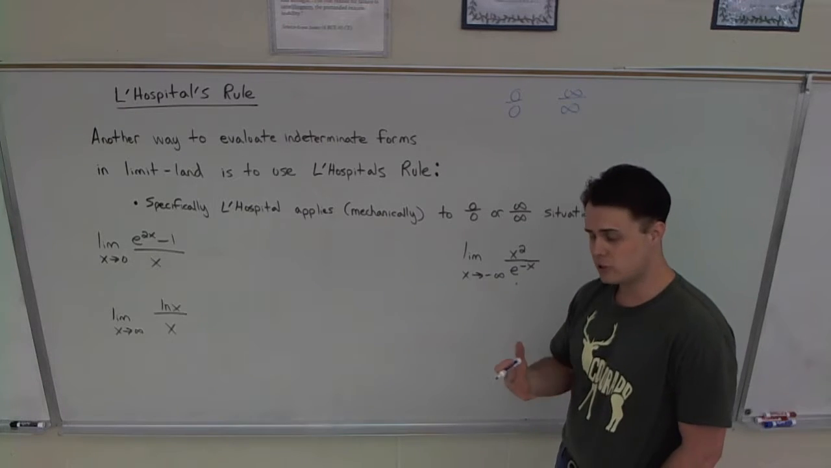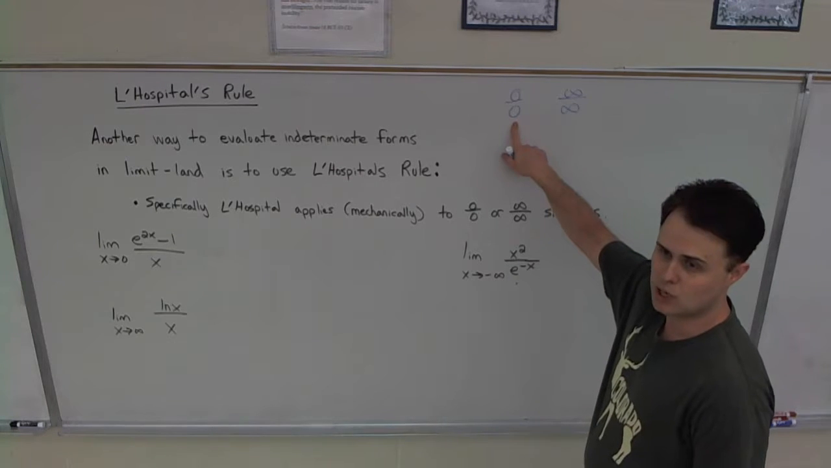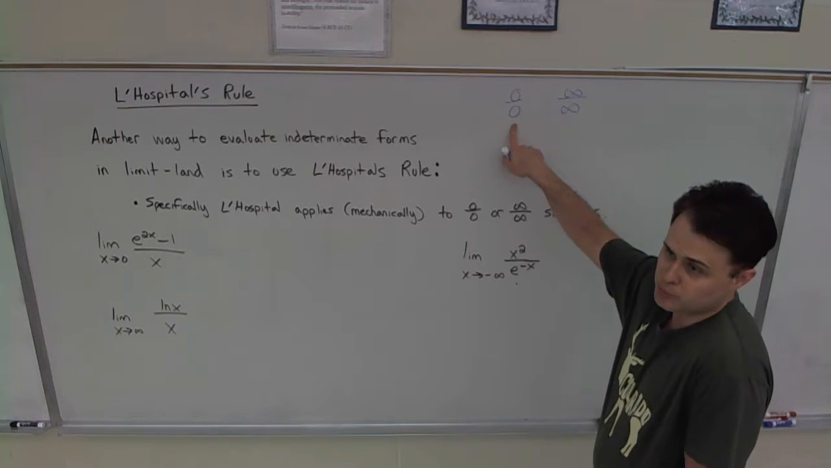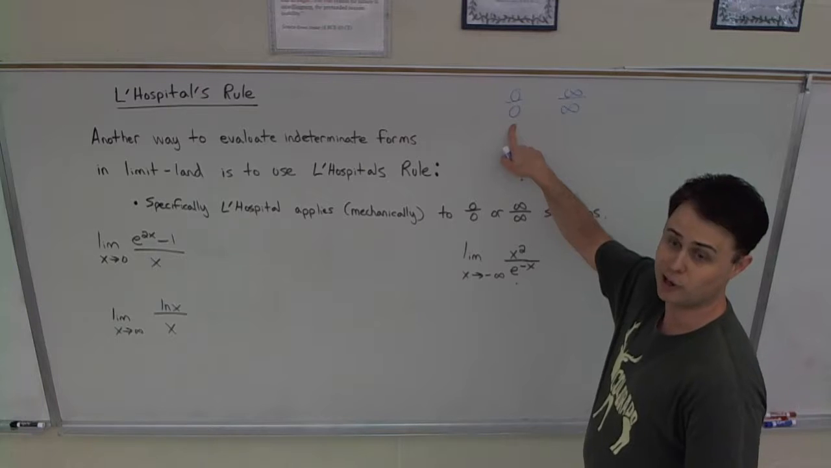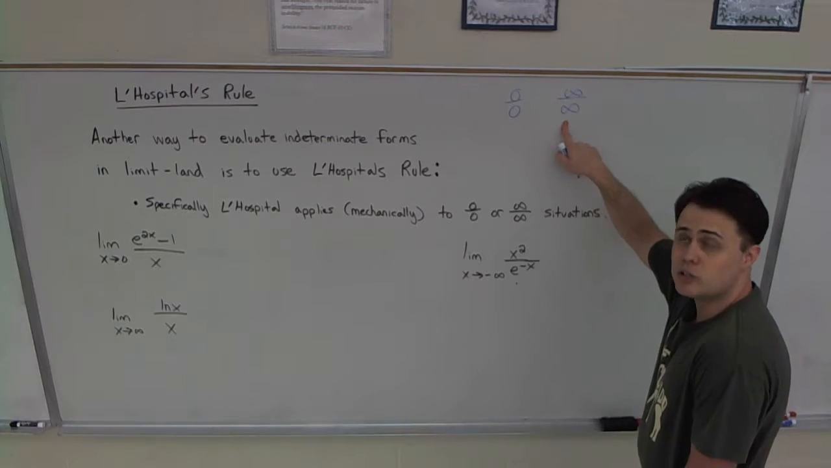Also, if you have the indeterminate form infinity over infinity, you can apply L'Hopital. Now, in Calc 2, we'll discuss other indeterminate forms. You can't decide what this is. Sometimes it's 7, sometimes it's 0, sometimes it's infinity, sometimes it's 3.5. Same thing for this. There are other indeterminate forms.